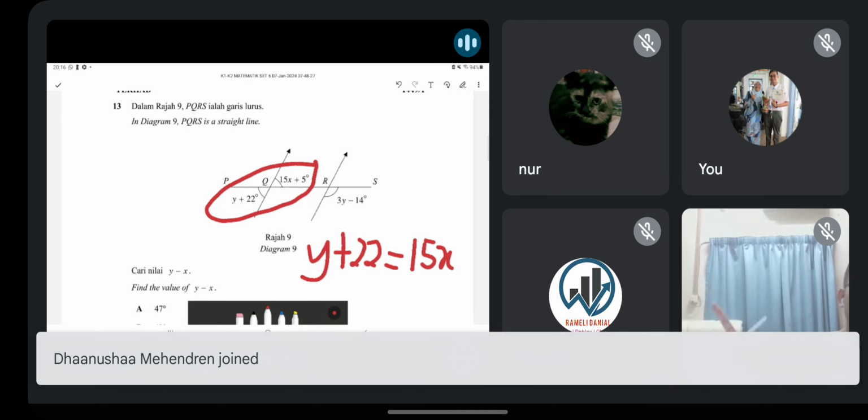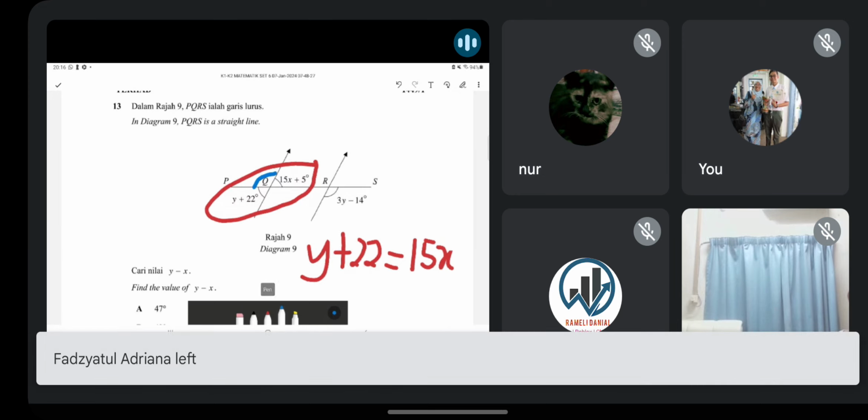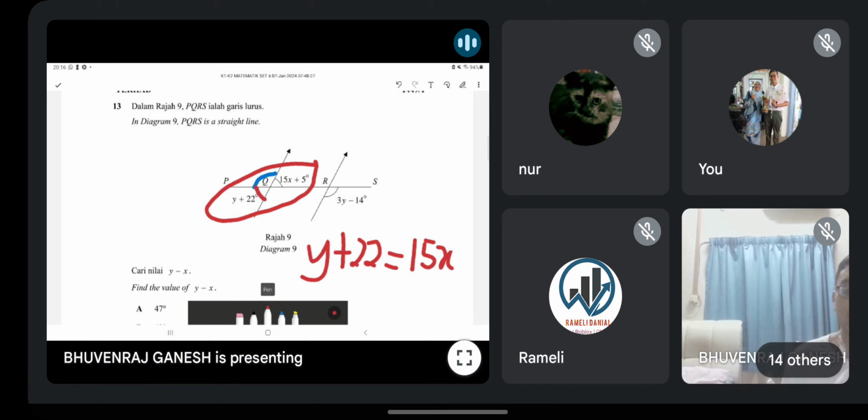Okay, 180 adalah untuk bersebelahan sahaja. Contohnya, yang biru ni dengan yang merah ni, jumlah sudut 180. Okay, the red and blue, you total up 180. Okay, so now guys, apa lagi persamaan yang kamu kena bentuk? Can anyone tell one more equation? Because kat sini kamu ada dua unknown. Kamu kena selesaikan persamaan serentak. You must solve simultaneous. So two unknown means you have one more equation. So what is the one more equation?